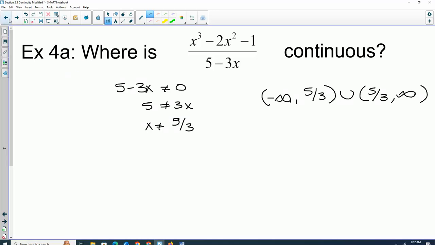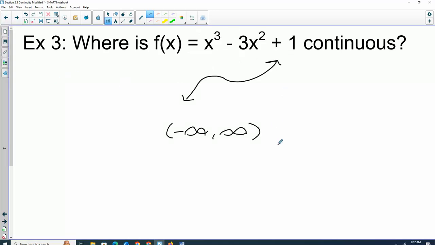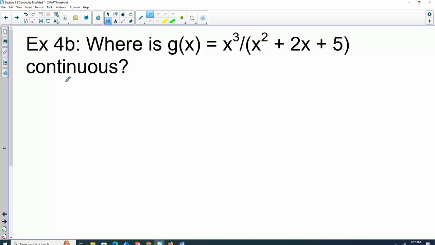All right, let's do this one together and then I'll have you guys try one. If I said x cubed over x squared plus 2x plus 5. If I want to know where that's continuous, with a fraction, what am I worried about? Okay. Same thing, multiply to 5 and add to 2?